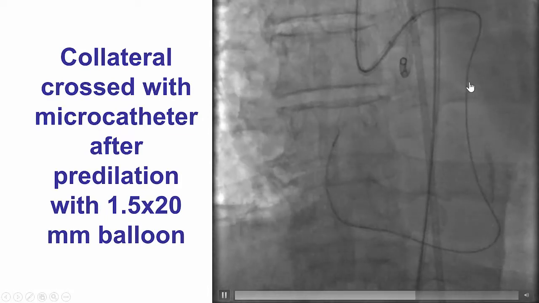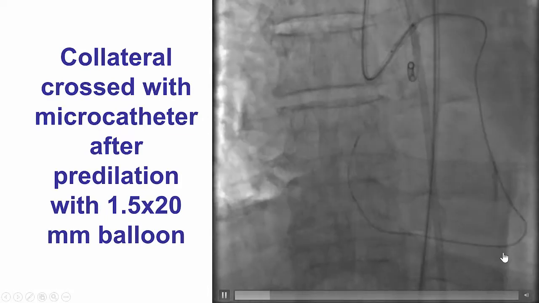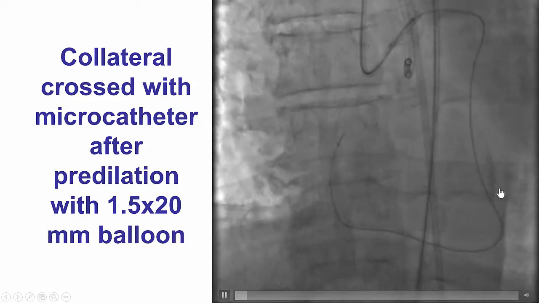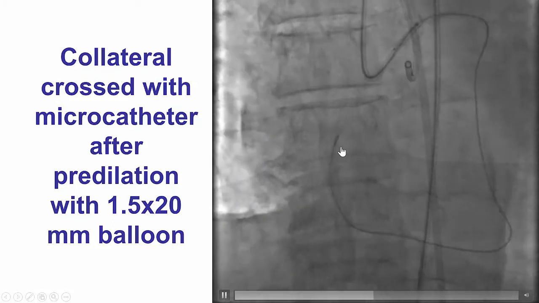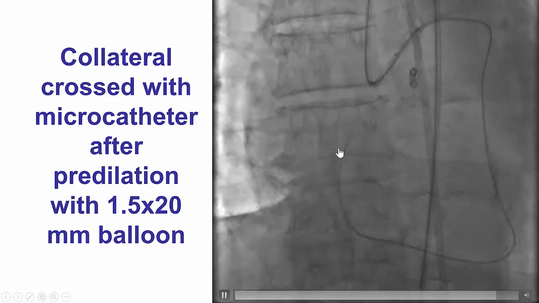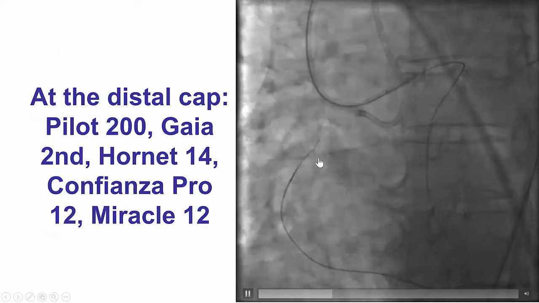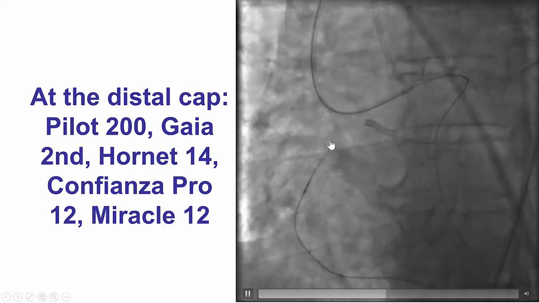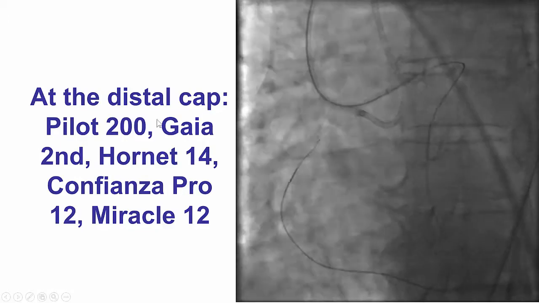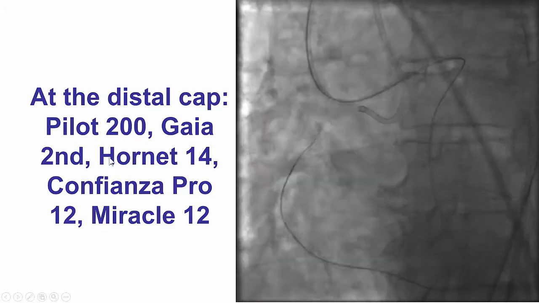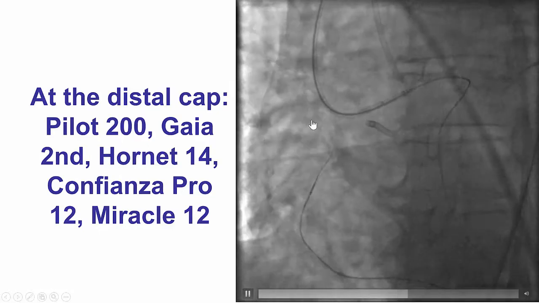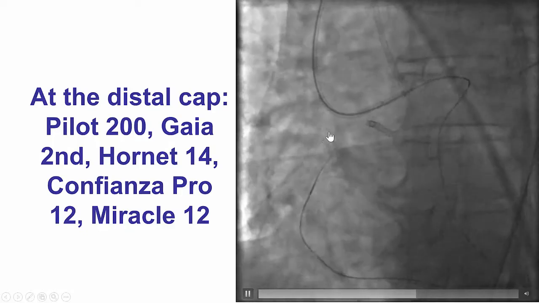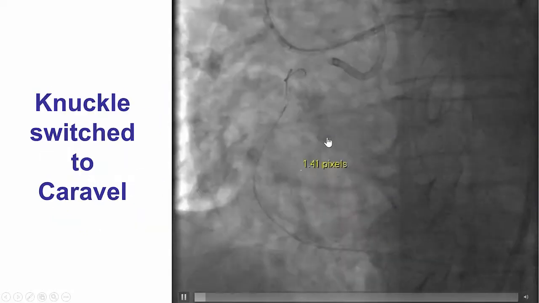We had, however, significant difficulty advancing the Corsair through, but after we dilated with a 1.5 millimeter balloon, the Corsair could be advanced all the way to the mid-right coronary artery. We then did multiple attempts to try to stay within the previously placed stent using wires, the Pilot 200, Gaia 2nd, Hornet, Pro 12, Miracle 12. However, we were unable to make progress getting into the distal cap inside the occluded stent.